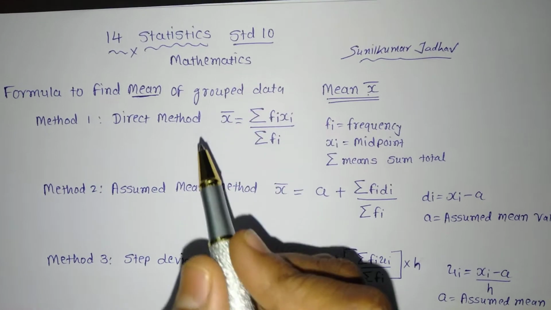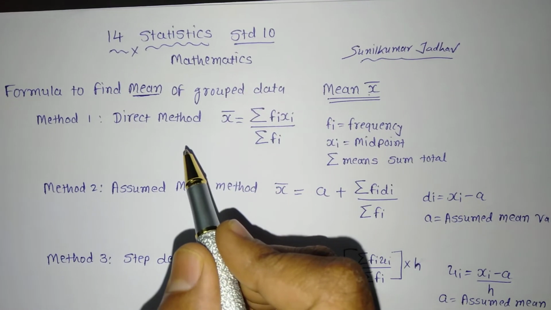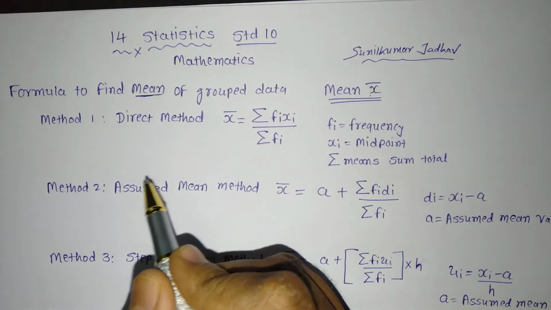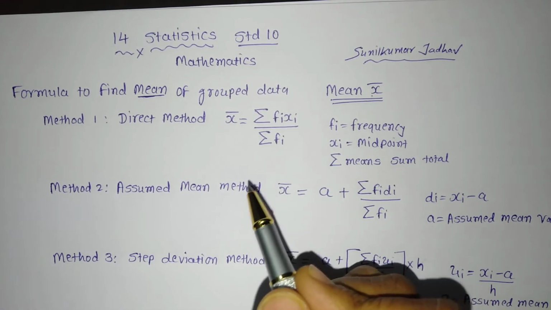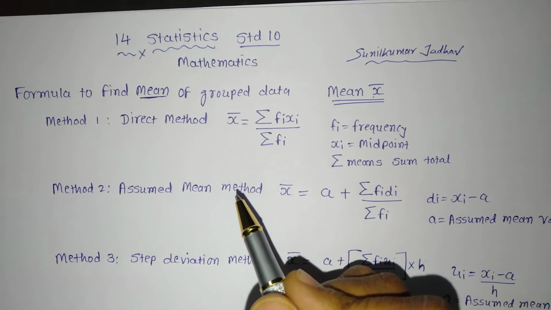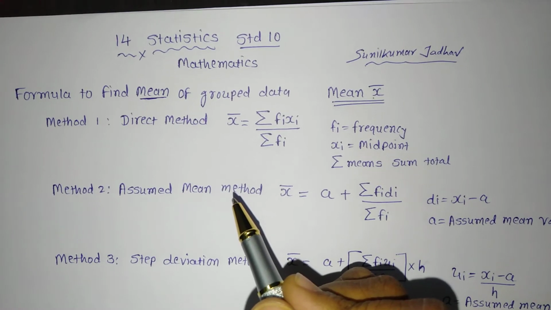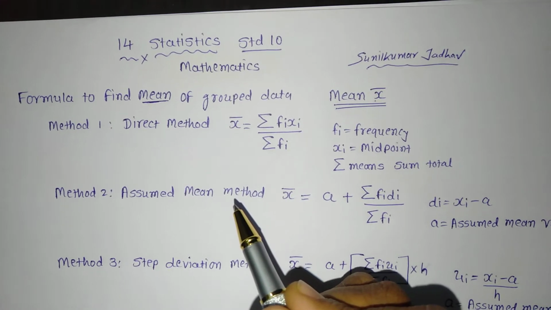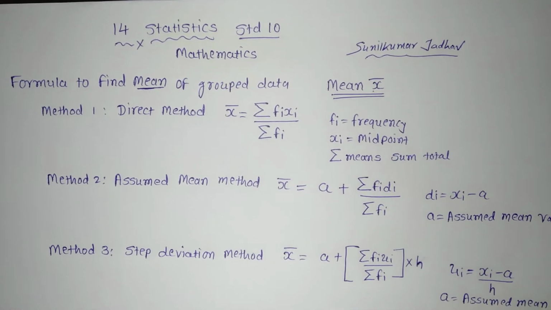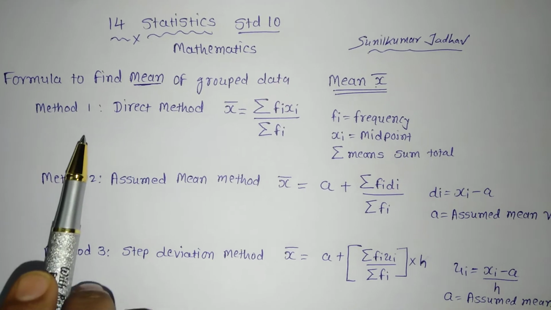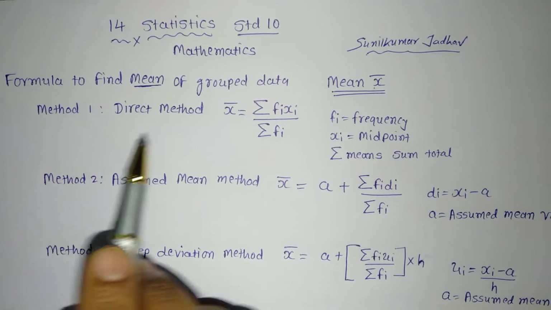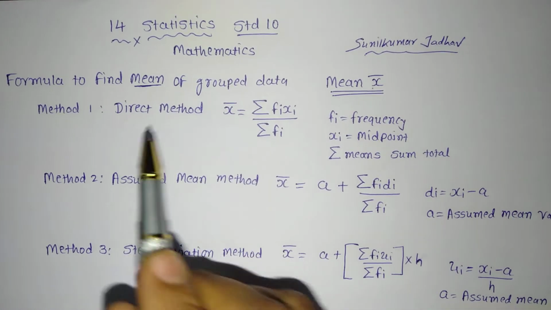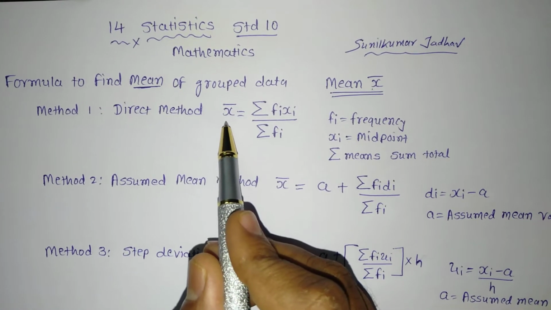group data. For ungrouped data in standard 9 you have learned how to find out the mean, that is sum total of all the observations divided by total number of observations. That is how you found the mean for ungrouped data. But here if it is given in groups, how will you find out? Let us see. Method 1 is the direct method. What is the formula to find out the mean by direct method?